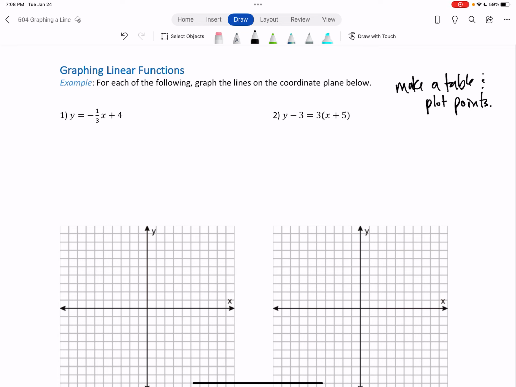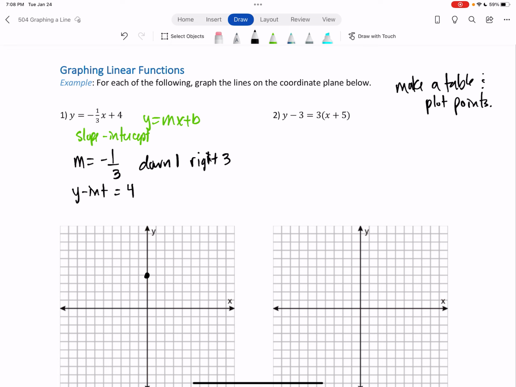If we look at this first example, y equals negative 1/3 x plus 4, this is in slope-intercept form. y equals mx plus b. So what we know is that the slope is negative 1/3 and the y-intercept is 4. That tells us we start on the y-axis at the point 4 and we move down 1, down because it's negative, and right 3, because the slope tells me rise over run. So down 1 and right 3.